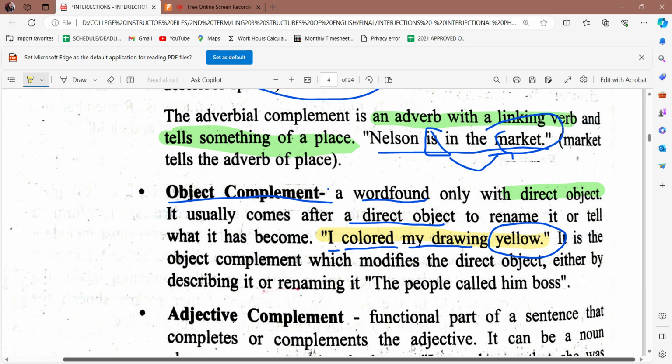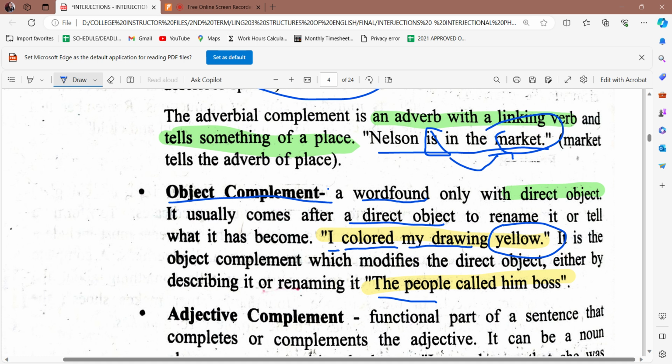Para mas makasagot. Okay. The people called him boss. Okay? Take note that we are looking for the object complement in the sentence. Now, let us first identify our subject. So, what is our subject in the sentence? Okay, the word, the people. Very good. Right? So, the people, since they are the one doing the action.